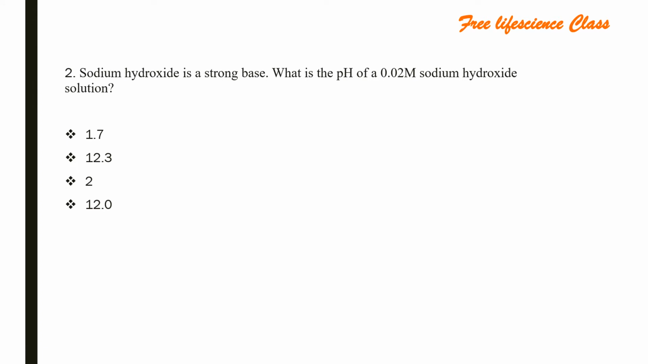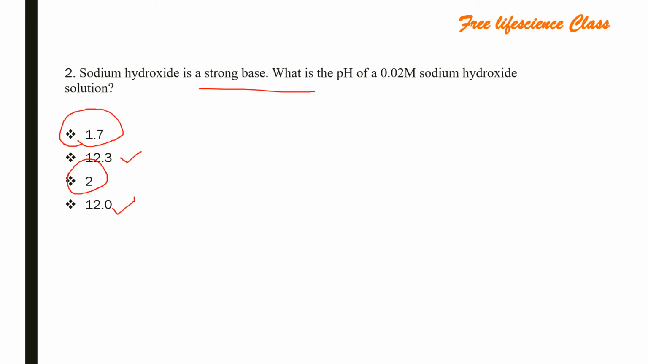Sodium hydroxide is a strong base. What is the pH of a 0.02 mole sodium hydroxide solution? So we have to find the pH of a solution with 0.02 mole sodium hydroxide. Again, it is a strong base. From the options, you can eliminate two of them, and the only remaining ones are 12.3 and 12. So this is nearly the same thing, so we have to calculate it.